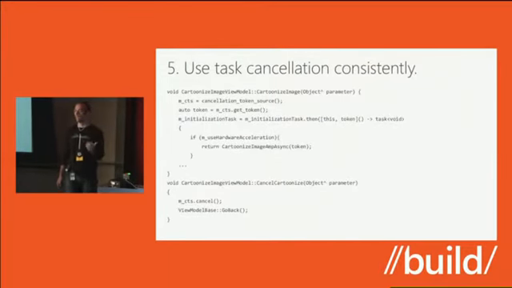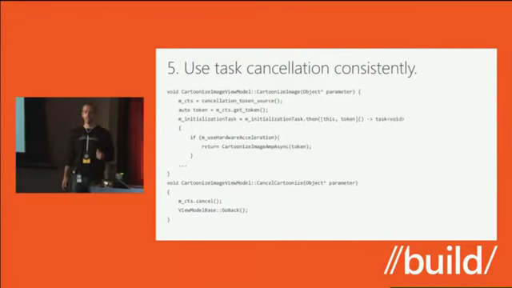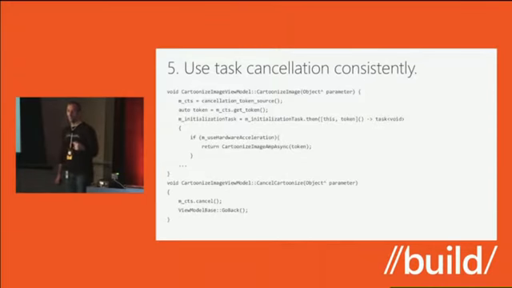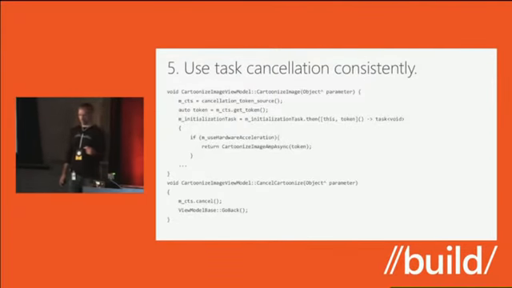You need to just have that operation cancel in the middle of it. So you want to be consistent about this. So you want to create these cancellation tokens using the PPL and actually get that token and pass them along as you create tasks and pass them along to them.